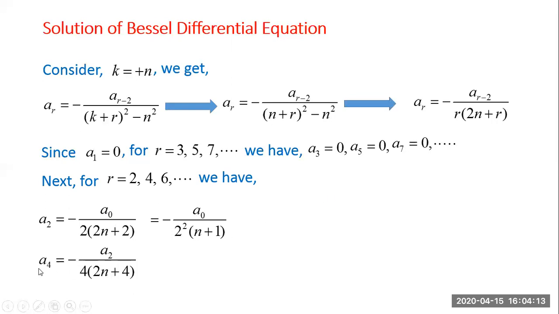Next, put r is equal to 4, we get minus a2 divided by 4 into 2n plus 4. But we know a2 is given by minus a naught divided by 2 square into n plus 1. Let me substitute a2 is equal to minus a naught divided by 2 square into n plus 1. This negative sign and this become plus. I get a naught divided by 2 square into n plus 1, then 4 into 2n plus 4 in the denominator. So I get plus a naught divided by, this 4 is 2 square and this 2 square becomes 2 power 4.